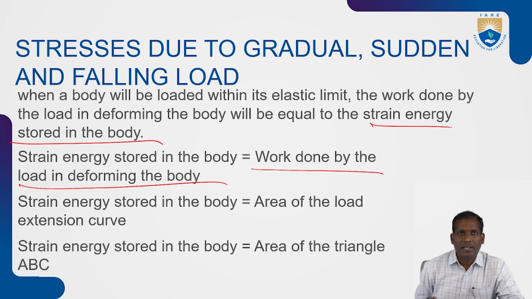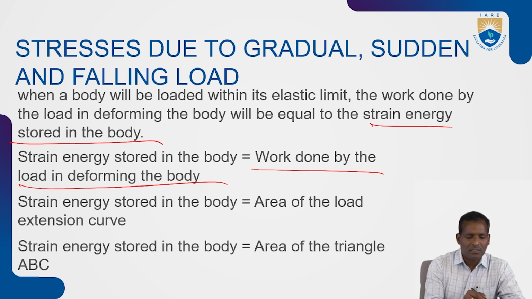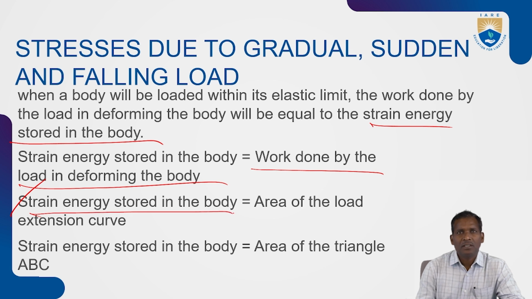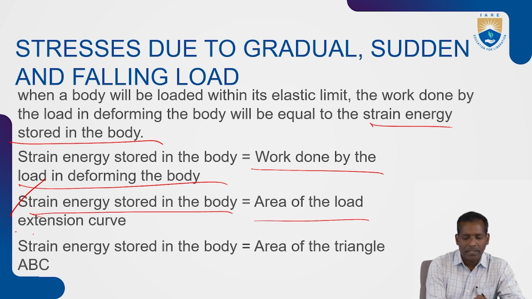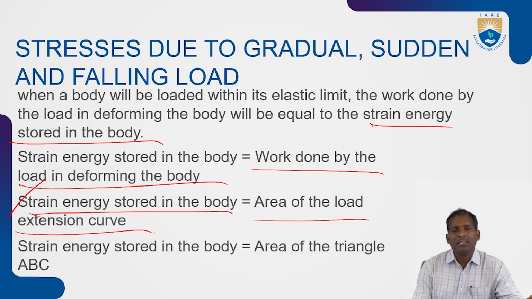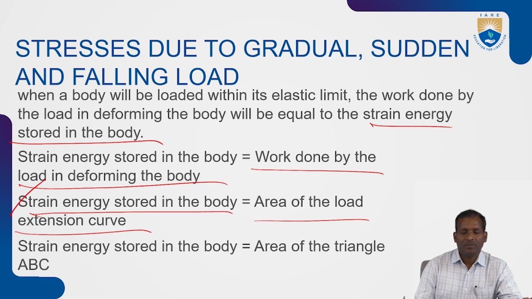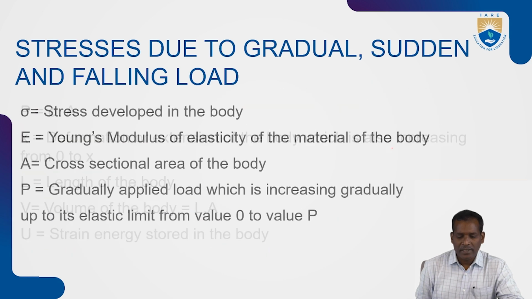So here the strain energy stored in the body is equal to the work done by the load in deforming the body. So now you can write the strain energy stored in the body is equal to the area of the load extension curve. The area of the load extension curve is the area of the triangle ABC. Here you can see in this diagram.